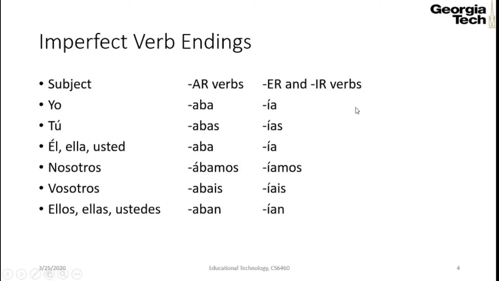So first let's see haber in the imperfect form. Haber ends in er, so it's an er verb. These are the conjugations which we are going to consider for haber. For usted, it's the ia ending. For tú, it's the ias ending.